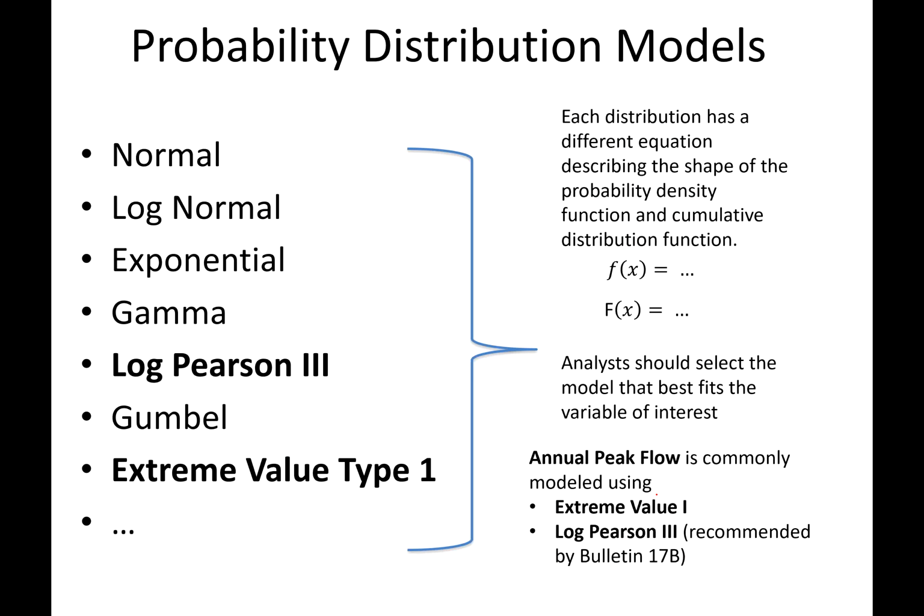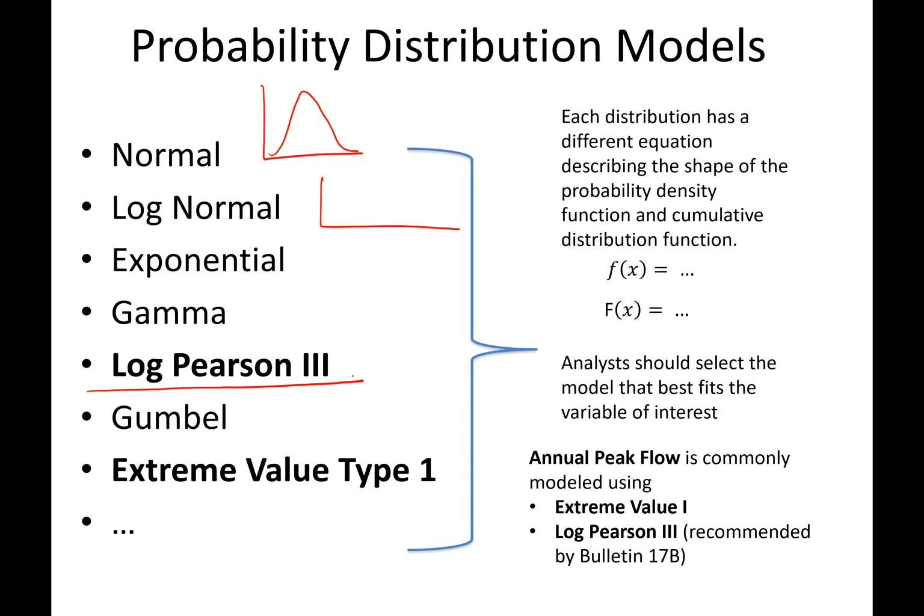So these are some of the probability distribution functions or models that are used in literature. So normal is this. Log normal is a skewed distribution, exponential, gamma. We don't have time to cover all these probability density functions, and if you have taken a class in statistics, some of you may be more familiar with this.